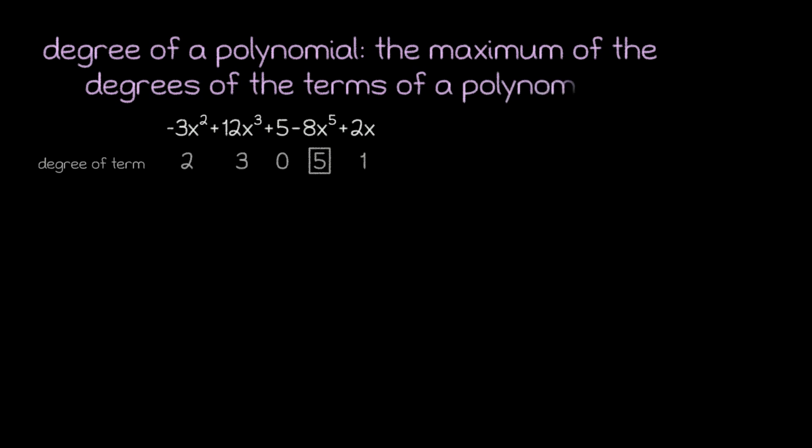To help us in determining the degree of a polynomial, it's common to write the terms of a polynomial from highest degree to lowest degree, which would look like this for our example. If the polynomial is in this form, then the degree of the polynomial is just the degree of the first term.